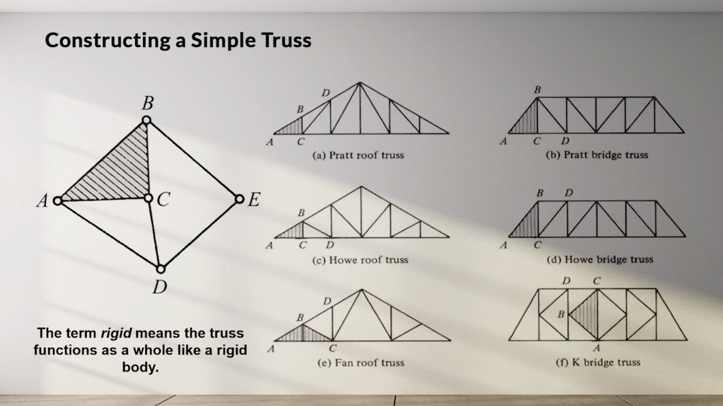The trusses shown here were all constructed in this manner. Shaded triangle ABC has been taken as the starting point for each truss. Adding pairs of members CD and BD establishes joint D. The addition of each new pair of members establishes the remaining joints. The trusses shown are all simple trusses.